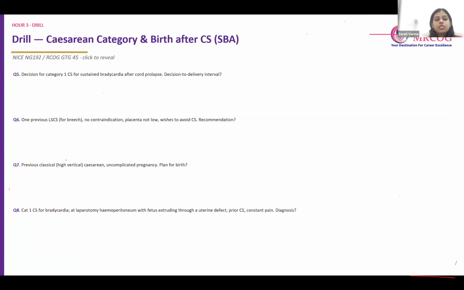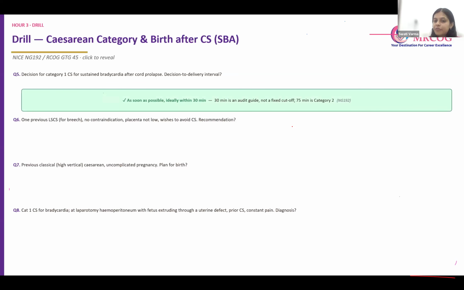Next, decision for category 1 cesarean section for sustained bradycardia after cord prolapse. What should be the decision to delivery interval? Now category 1, wherever it is, always remember it's 30 minutes. For category 2, it's 75 minutes. Okay, it's an audit guide, not a fixed cutoff. 75 minutes is for category 2 and 30 minutes is for category 1.